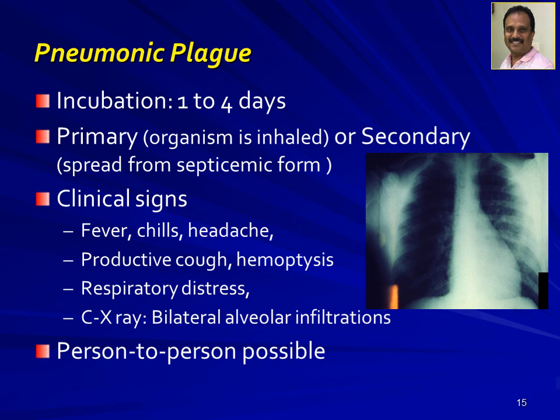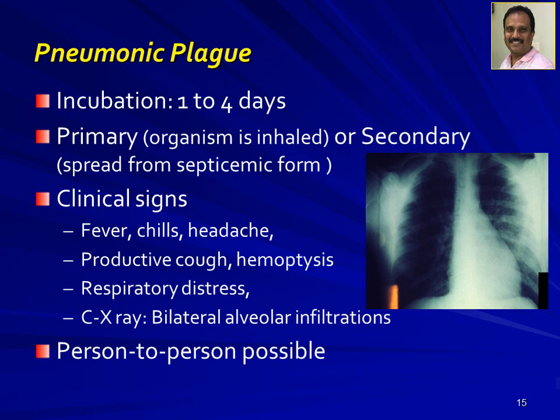And next one is pneumonic plague. The incubation period is 1 to 4 days. Primarily the organism would be inhaled, or secondarily it does spread from the septicemic form. The clinical signs are fever, chills, headache, productive cough and hemoptysis, and respiratory distress would be there.